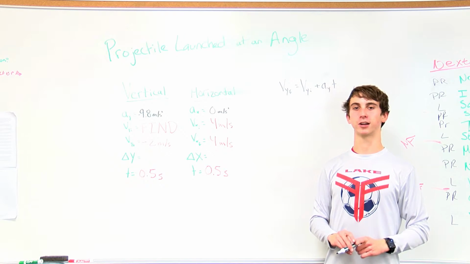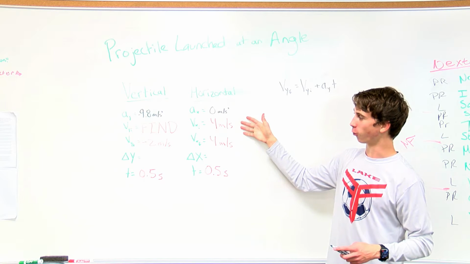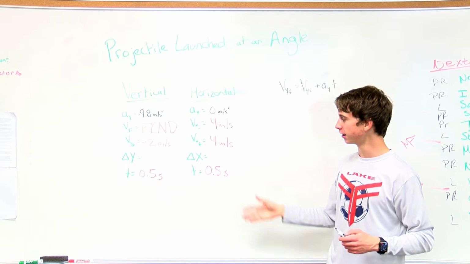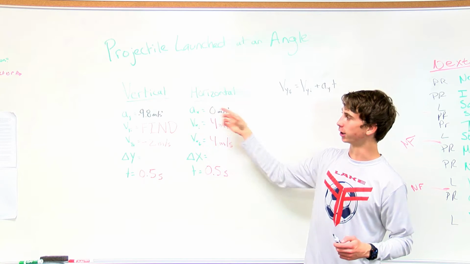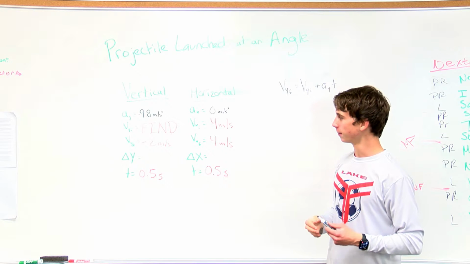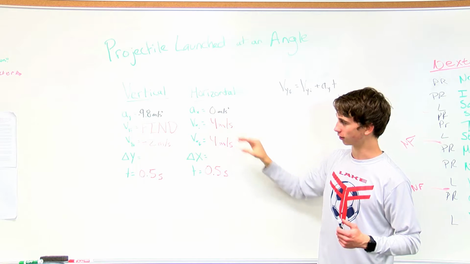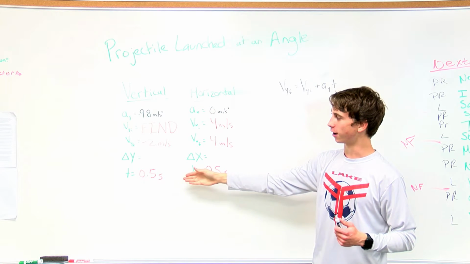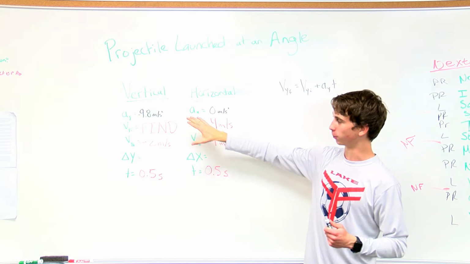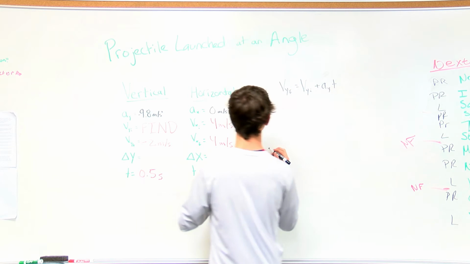In the video of Elise hitting the golf ball that you just watched, the initial velocity in the horizontal direction was 4 meters per second, the final velocity in the vertical direction was negative 2 meters per second, and time was half a second. The acceleration values that you see in black hold true for all projectile launched at an angle problems. Now in the vertical direction, we can find initial vertical velocity. Here we have 3 out of the 5 values for kinematic equations, so we don't need to worry about the horizontal values. We can plug in these vertical values in order to find the initial vertical velocity.